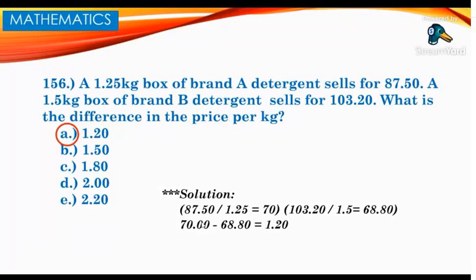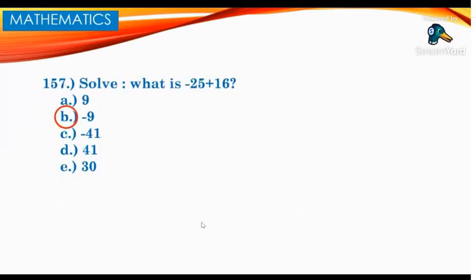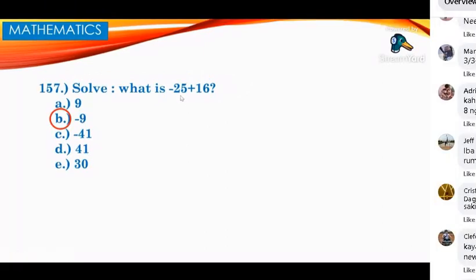Okay, the next, let's have this. 157. Ito, simple lang si 157. Solve. What is negative 25 plus 16? Okay. The operation for this is addition. We have two rules for addition. That is like and unlike signs, or similar and dissimilar signs. If they are like signs, we just simply add and copy the common sign. But notice on problem 157, the signs are different. So negative, tapos yung isa positive.